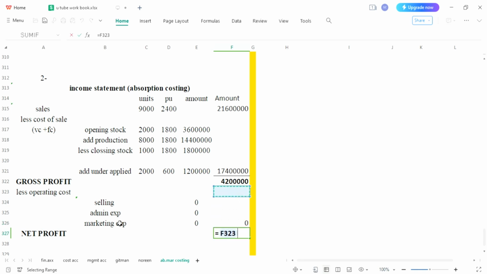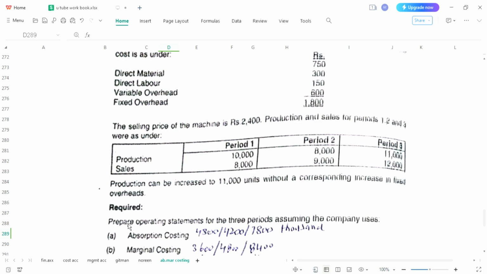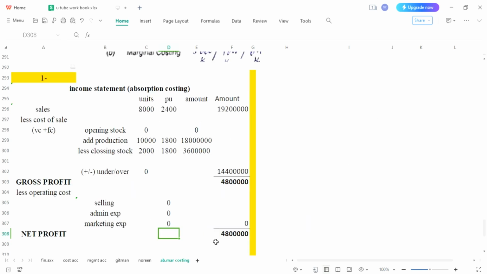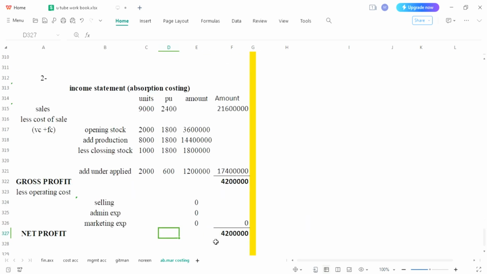And how would you calculate your net profit? By subtracting operating cost from gross profit. Operating cost was 0, so the same profit would be your net profit. And here you can see your second answer of absorption costing is 4200. In this way, we have calculated the second part. Since it has been done, we can mark it as a completed part.